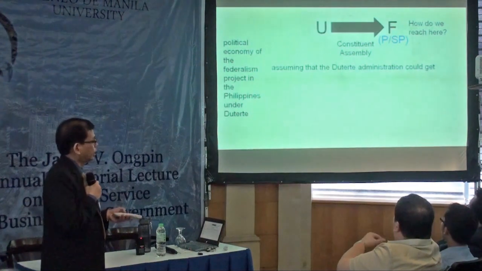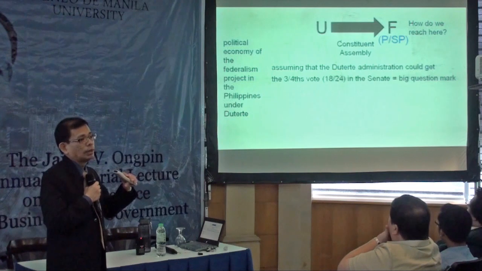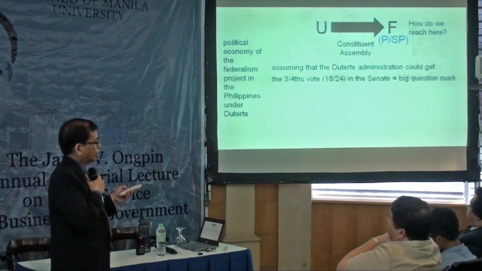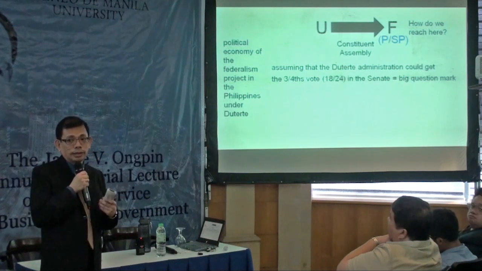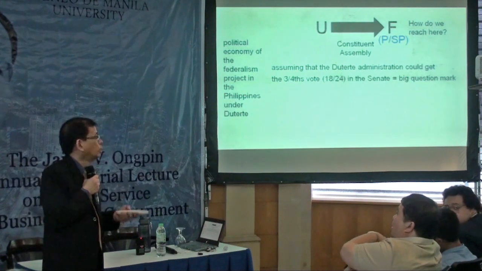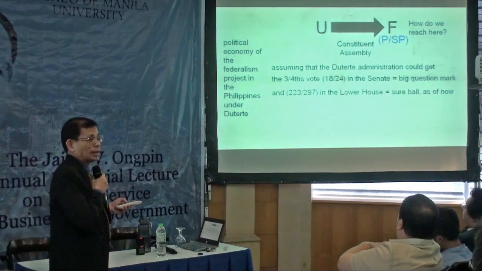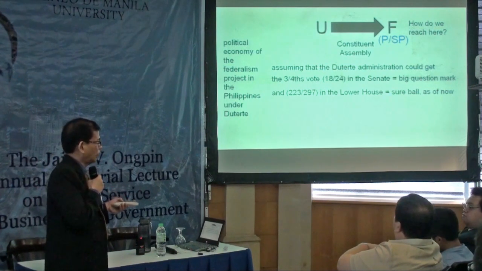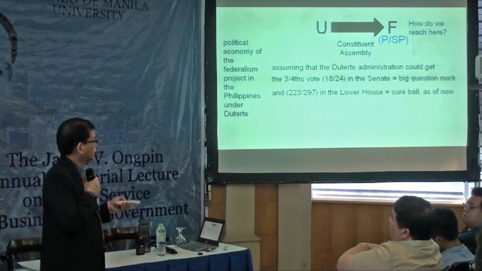Assuming that the Duterte administration could get the 3/4 vote, which is a very high vote, a strong supermajority, 18 of 24 in the Senate, which is still a big question mark. If you ask me, I don't think that they have the numbers, but it's going to be a close vote. But when it comes to the lower house, they need 223 of 297. I think it's a sure ball because of the nature of the lower house.